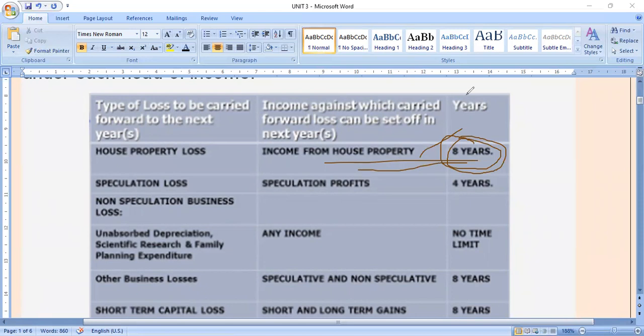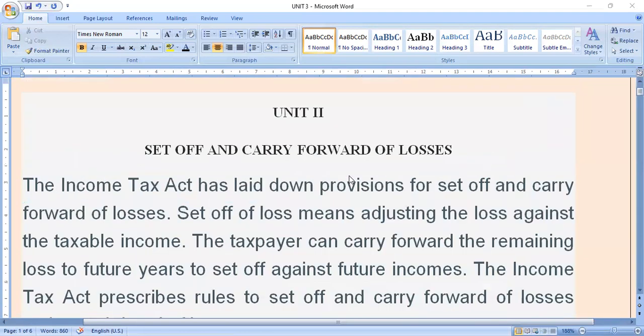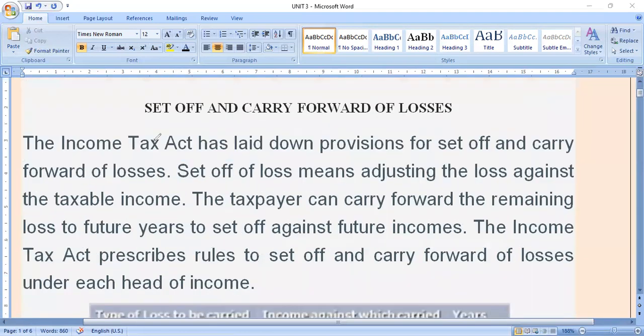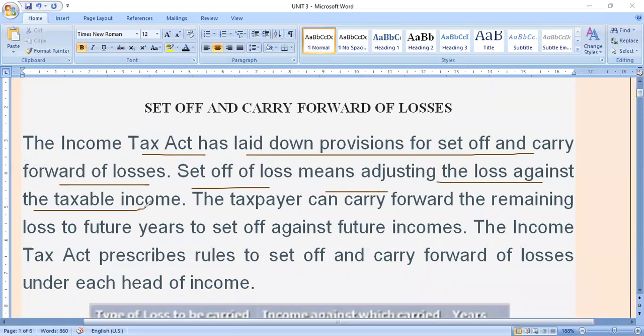This is what you mean by saying carry forward of losses and set off of losses. Now you see the definition. The Income Tax Act has laid down provisions for set off and carry forward of losses. Set off of loss means adjusting the loss against the taxable income. One head's loss you are going to adjust against another head's income. That rule will be defined in this Income Tax Act. Similarly, the taxpayer can carry forward the remaining loss to future years to set off against future incomes. That is what you mean by saying set off and carry forward of losses.